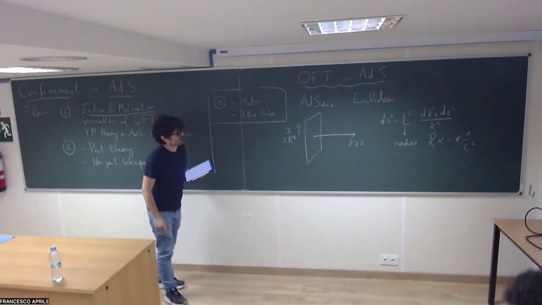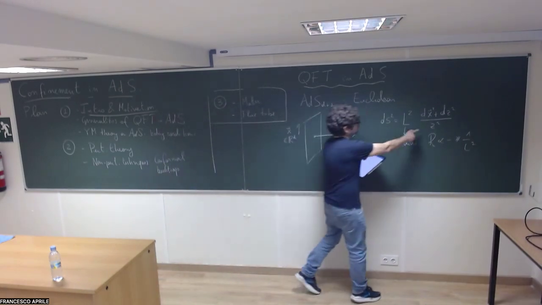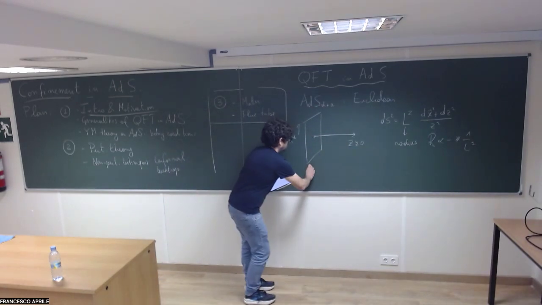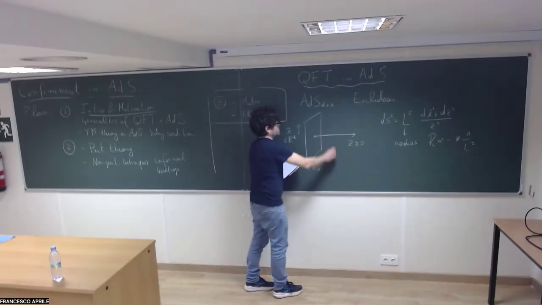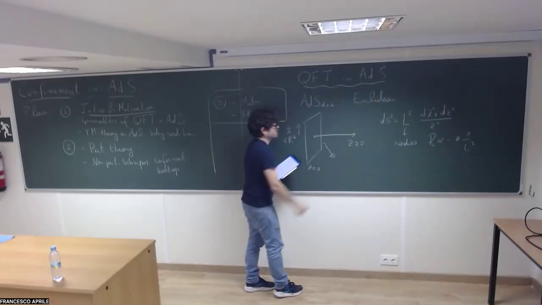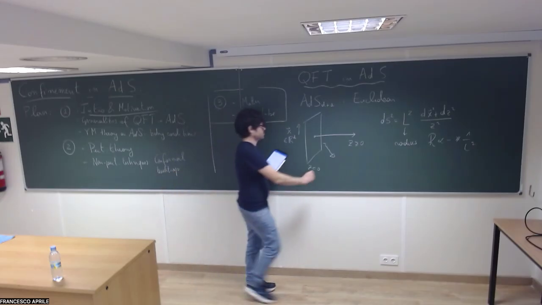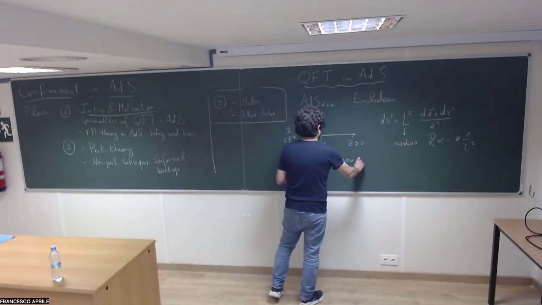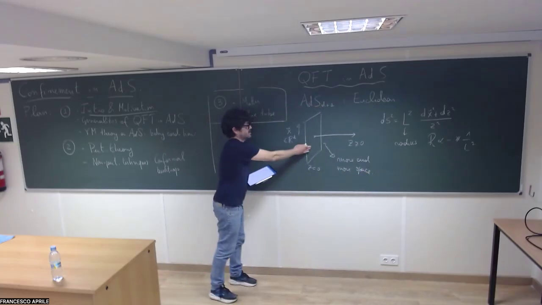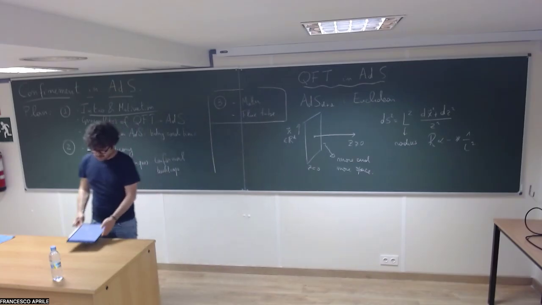And there is this z factor that emerges here, so it means that as we approach this boundary, we have more and more geometry, more and more space as we approach. So this boundary is an infinite distance from any point inside.